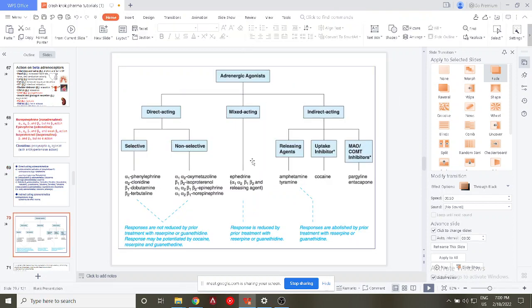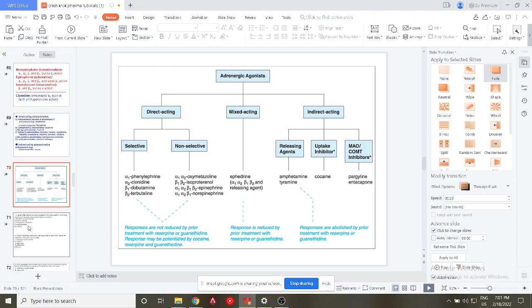Okay, so I want you to take a picture of this and try to memorize it. This talks about the most important drugs for adrenergic drugs. Try to memorize this or take a picture, whichever you want. The direct acting, so we have selective or non-selective, then the mixed, then the indirect acting. Please take note of this, it's very important.